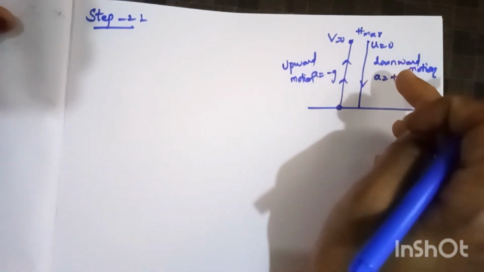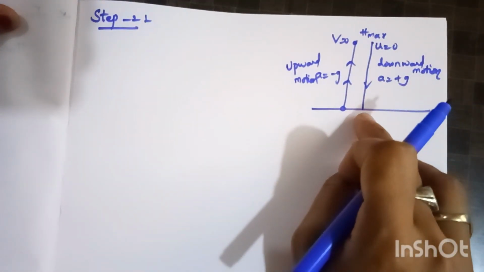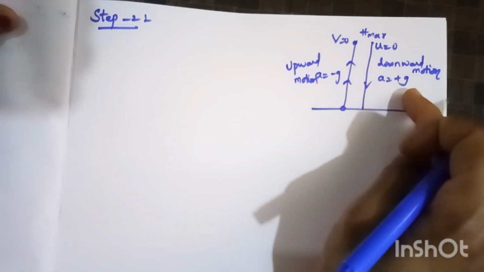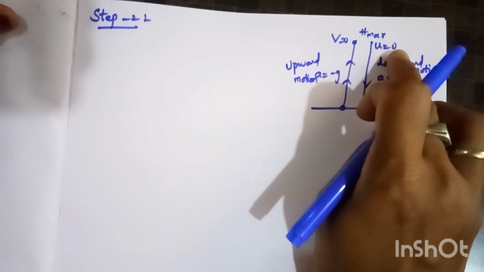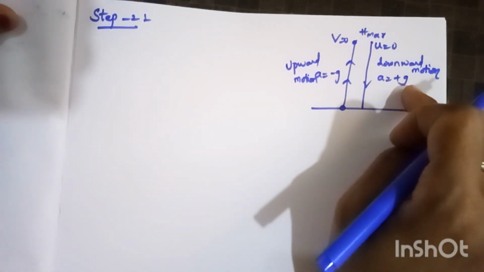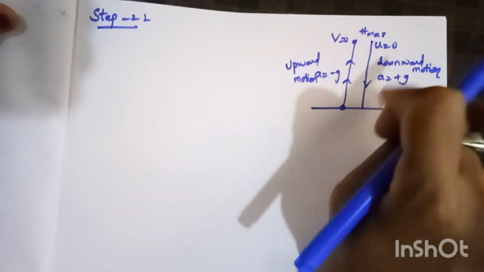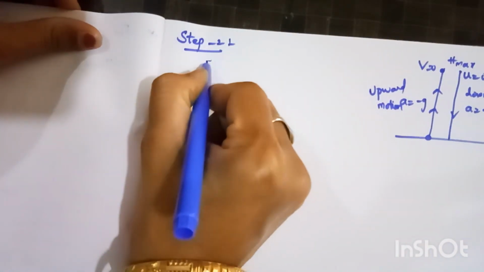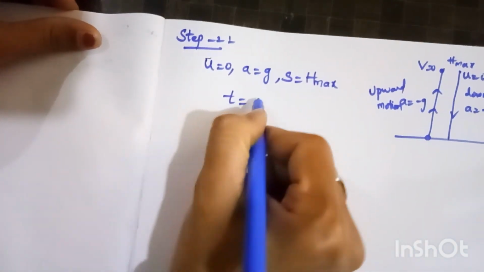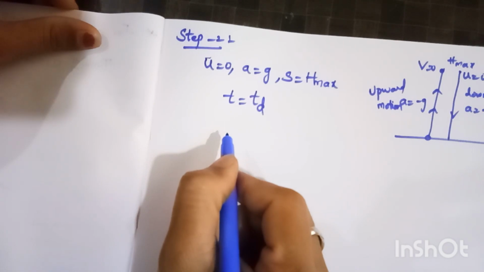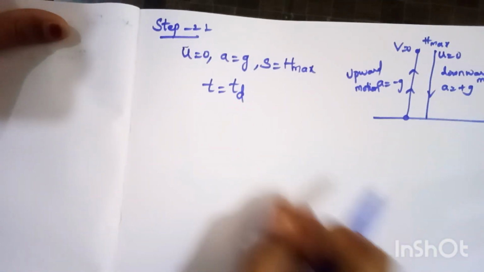Now in step 2 we are going to calculate the time of descent, the time taken by the body to reach the ground from the maximum height. Downward motion means it's a freely falling body. For a downward motion, u equals to 0 and a equals to g, and I am taking s equals to h maximum here. The time of ascent is denoted by TA and time of descent is denoted by TD. So t equals to TD.